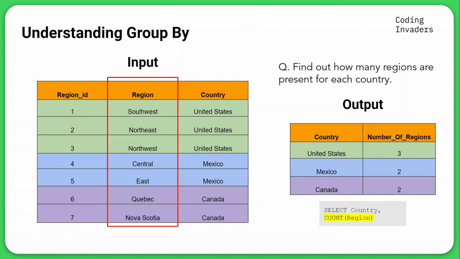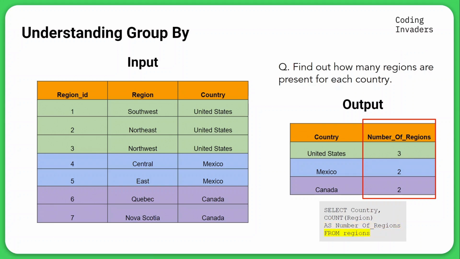Now what is count? Count is an aggregate function that we have. Let's assign a name to this returned count as we did in our expected output. So we assign this in our code with as number of regions. So what we are doing is select country, count region, and naming this count region as number of regions. This column contains the count of regions for all the 3 countries.